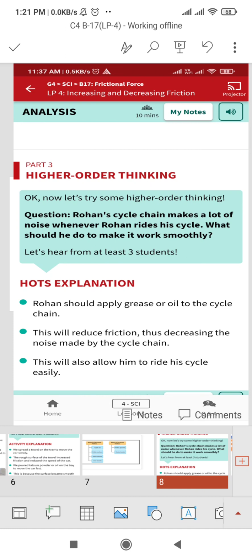Let's discuss the higher order thinking question. You can also think on it. Rohan's cycle chain makes a lot of noise whenever Rohan rides his bicycle. What should he do to make it work smoothly? Yes, he can apply lubricants so that friction can be reduced and his cycle chain will not make the noise. So what we have discussed is that lubricants are the things that help to reduce the friction.